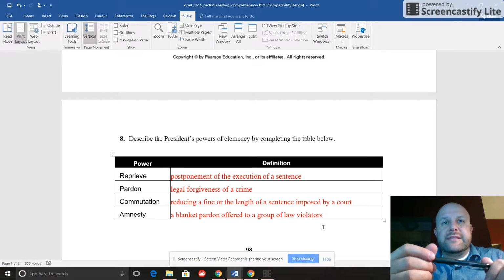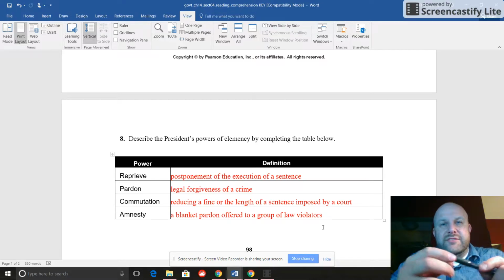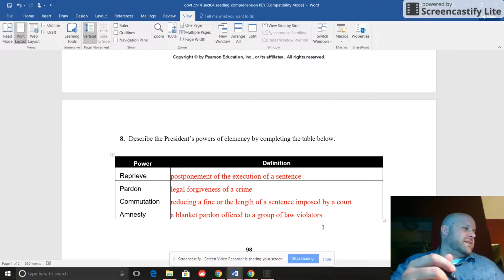The pardon is the legal forgiveness of a crime. Commutation is the idea of reducing a fine or the length of a sentence imposed by a court. And then amnesty is a blanket pardon offered to a group of law violators. So these are all things the president can do.